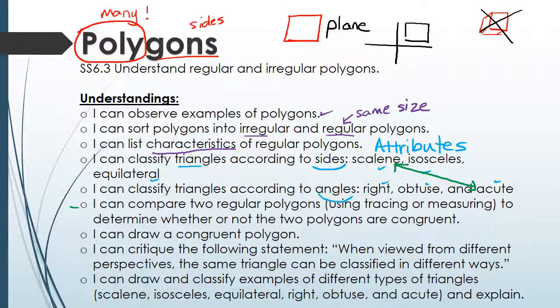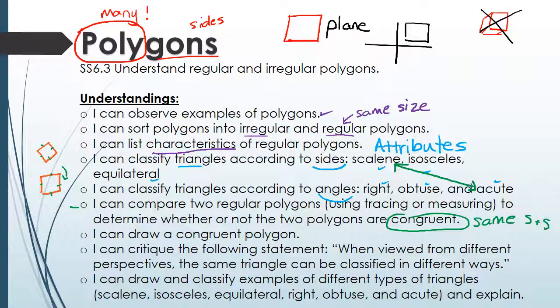So remember from the previous unit where we talked about orientation, turning this square to make it look like a diamond doesn't change the size of the shape. It doesn't change the fact that the sides are all still the same. It just changed the rotation of it. And so still congruent. Congruent means same shape, same size. The same S and S. Same shape and size. I can draw a congruent polygon.